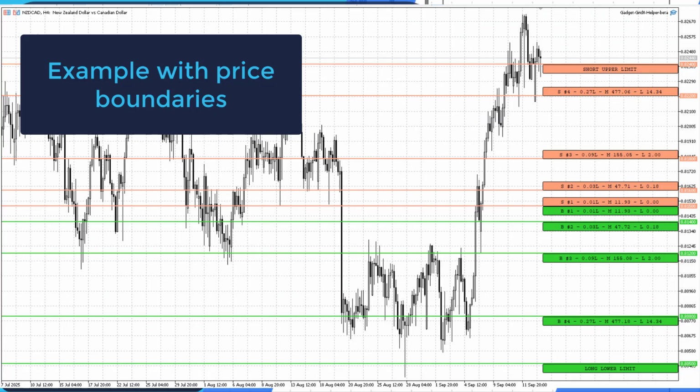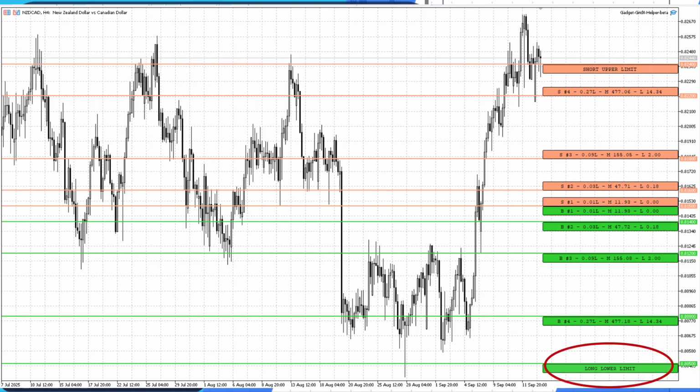In the second example, we set clear price boundaries, such as a lower limit for longs or an upper limit for shorts. The helper will stop plotting new orders once those boundaries are reached, so you can see how well the limits protect your account from runaway markets.